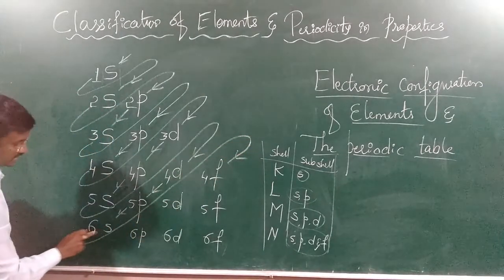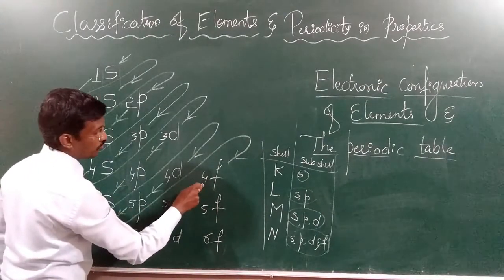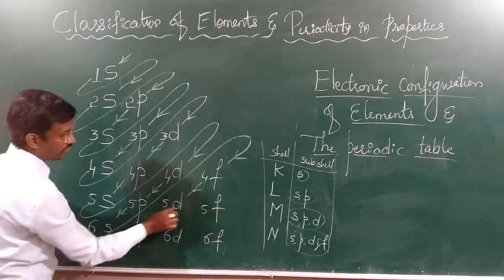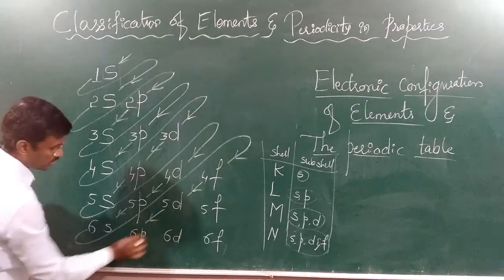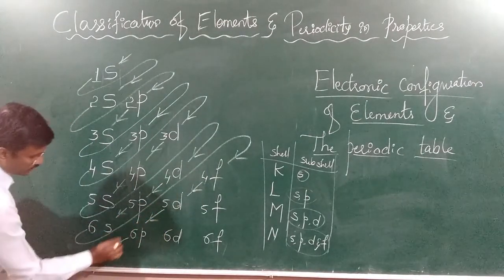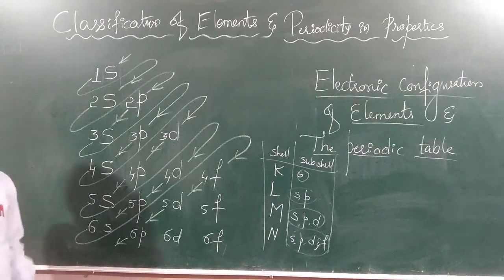After 6s the electrons are filling to the 4f. After 4f it fills to the 5d. After 5d it will move to the 6p. After 6p it will move to the 7s. Are you getting this one?